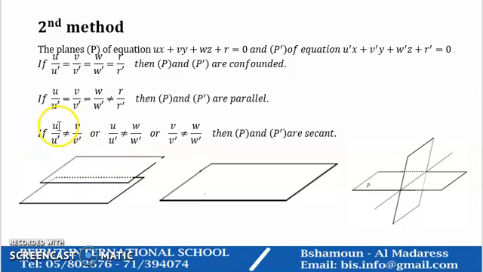And if u over u prime is not equal to v over v prime, or u over u prime is not equal to w over w prime, or v over v prime is not equal to w over w prime, then the two planes are intersecting along a straight line whose director vector is n1 cross n2.